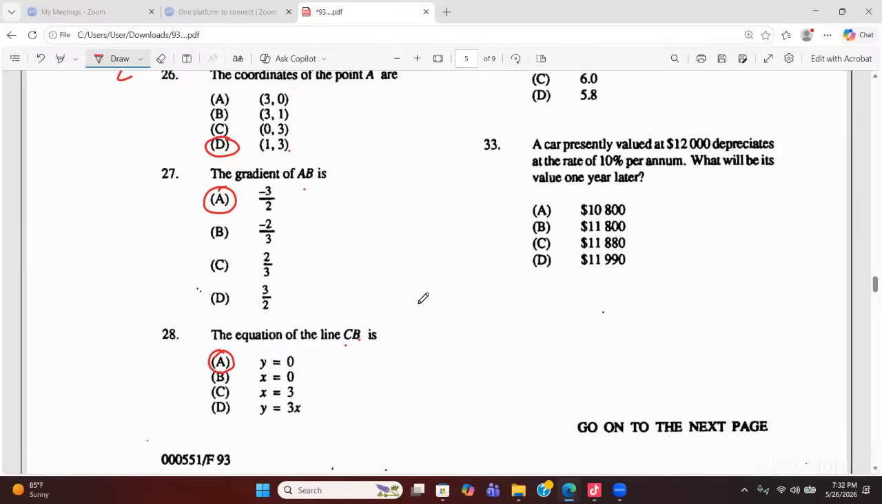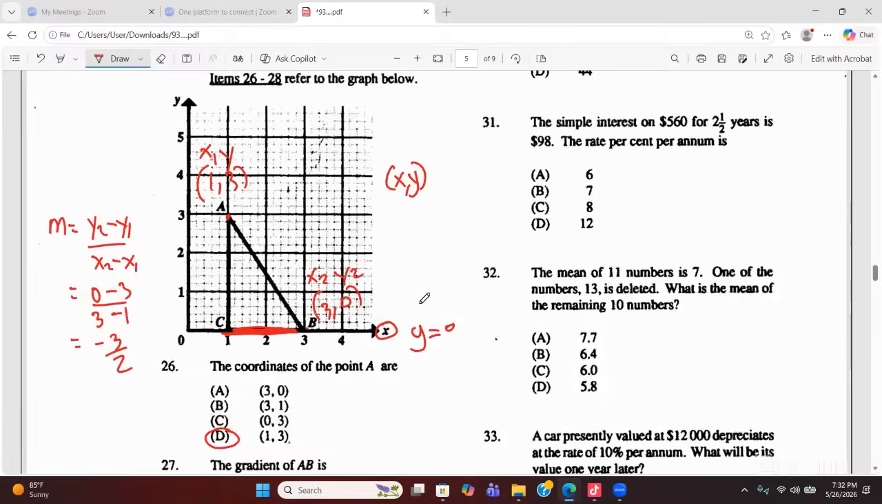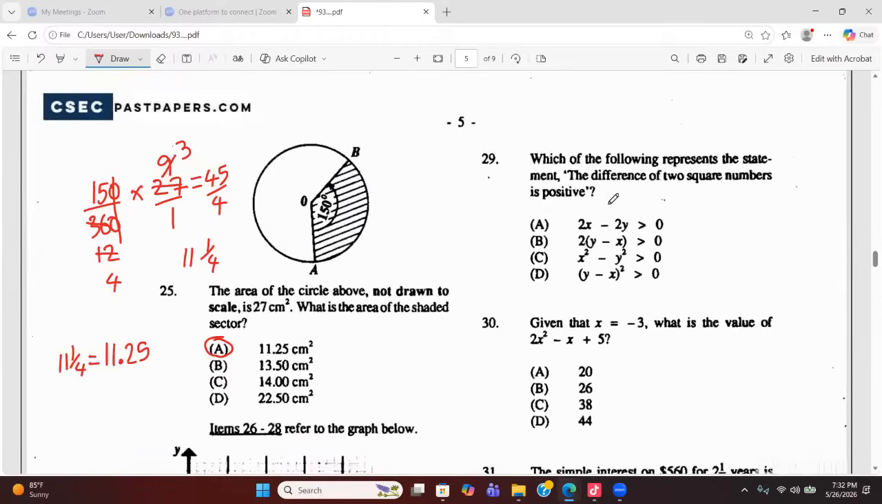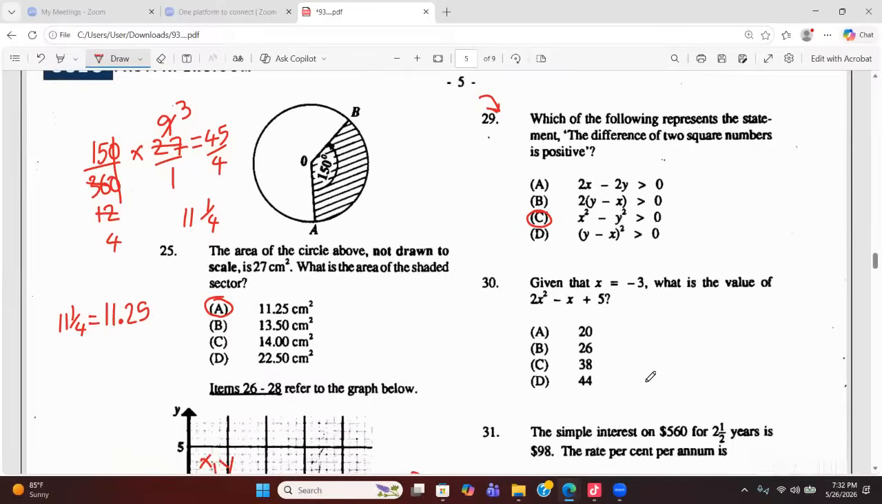As I said, these questions are very good for whatever you have planned. Let's go. Which of the following represents the statement: the difference of two square numbers is positive. The difference of two square numbers is x squared minus y squared. When something is positive, it's greater than 0. That's all it means. So this is the answer: the difference of two square numbers greater than 0. And you're good. As I said to you, these questions are definitely excellent questions.